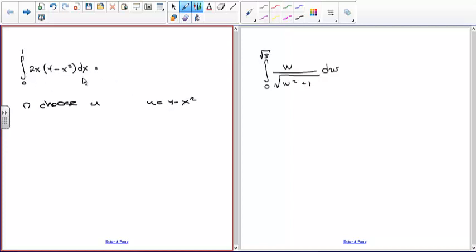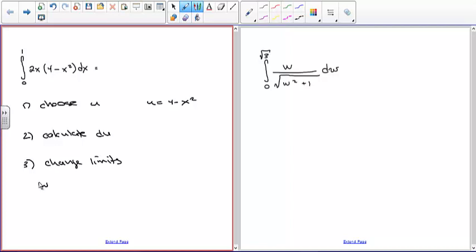Now I could just multiply this out and take the integral, but let's just go ahead and do it using the u substitution. So I'm going to let u equal the term in the parentheses, and the second thing you do is you calculate du. Then the third step, in this case, because it's a definite integral, is change limits.